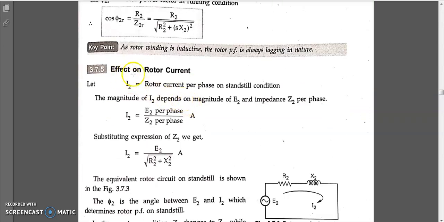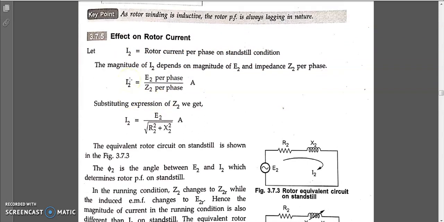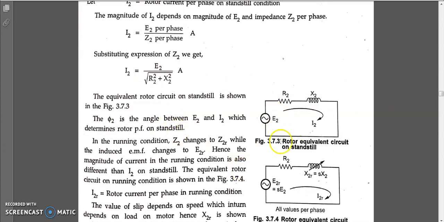Now let us see how the slip affects the rotor current. Let I2 be the current in the rotor during standstill. We know the simple basic formula here. If I apply the equivalent circuit, I have taken a single phase of the rotor part, and as I said, it is short circuited. So it is E2, R2, X2, and the current that flows here is I2. So I2 is equal to E2 by Z2, where R2 plus jX2 is called Z2. So I2 per phase is equal to E2 per phase by Z2 per phase, where Z2 is the square root of R2 square plus X2 square. This is true for standstill.